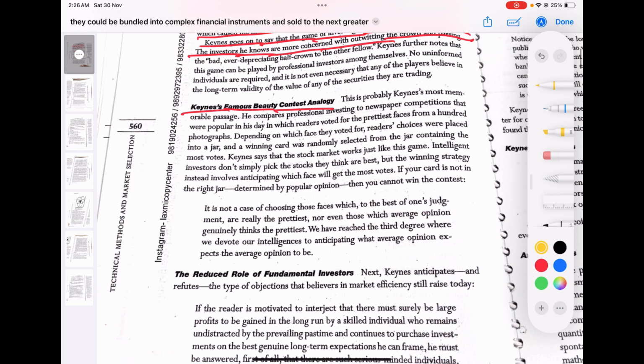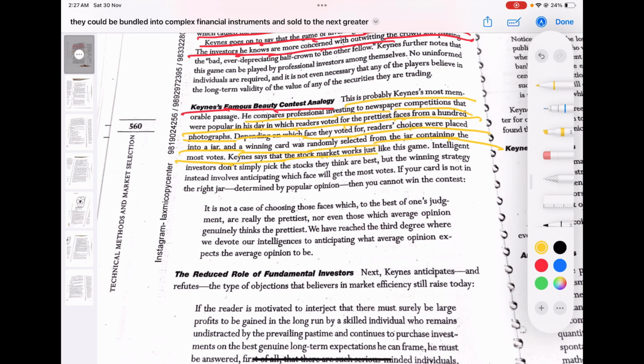Keynes' famous beauty contest analogy. This is probably Keynes' most memorable passage. He compares professional investing to newspaper competitions that were popular in the day, in which readers basically voted for the prettiest faces from hundreds of photographs. Depending on which face they voted for, readers' choices were placed into jars, and a winning card was randomly selected from the jar containing the most votes.